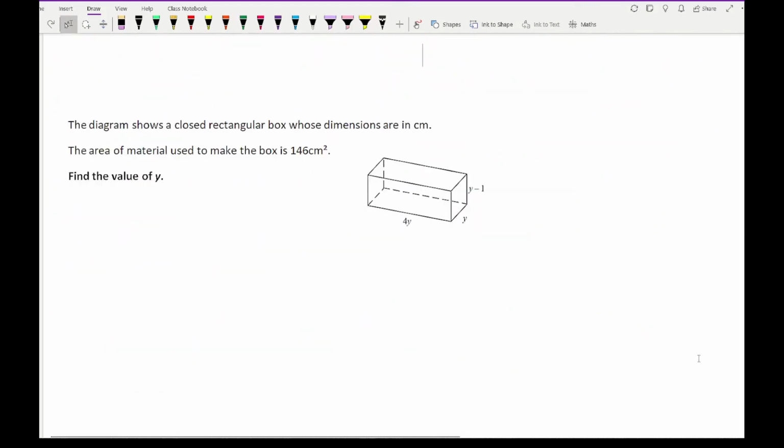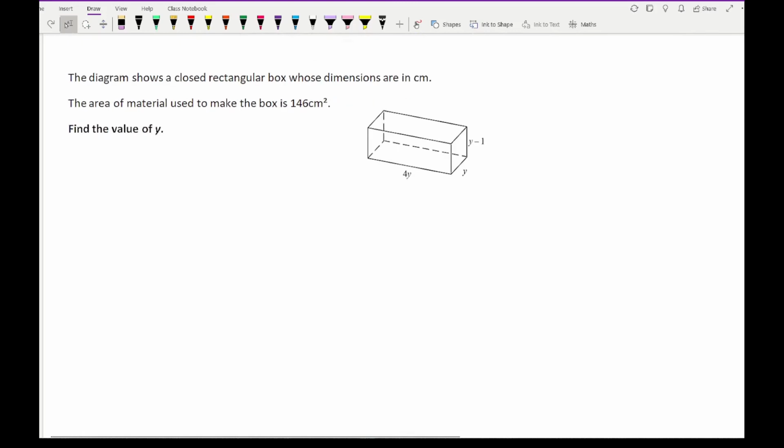So let's have a look at our last question. It says the diagram shows a closed rectangular box whose dimensions are in centimeters. The area of the material used to make the box is 146. Now this area refers to the surface area. So what I need to do is work out the surface area of this box.